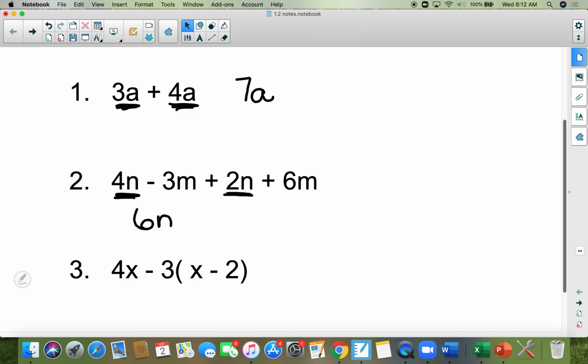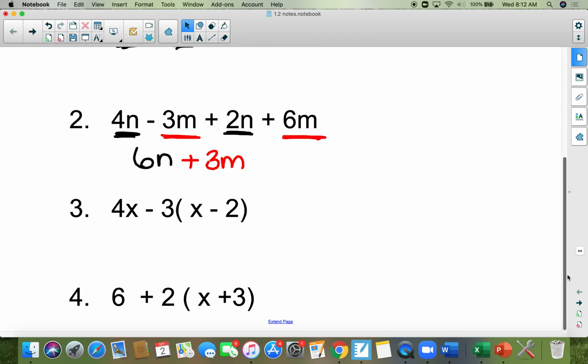Maybe underline the other ones in a different color. Negative 3m plus 6m. We have a negative sign in front of the 3m, so you're really subtracting 3m from 6m. Take away 3m is a plus 3m. Final answer.